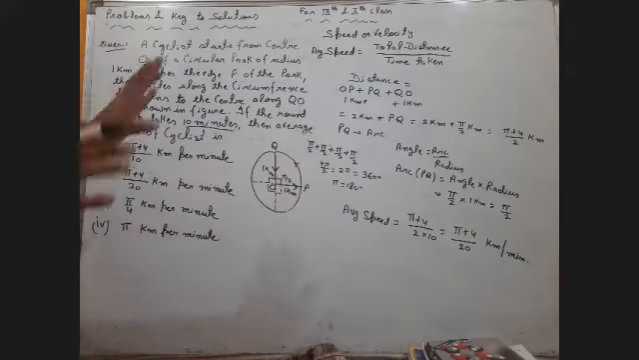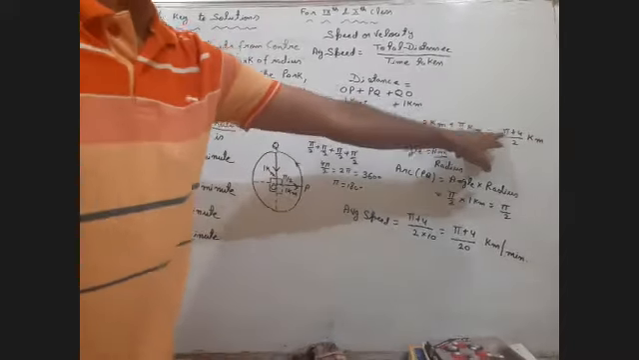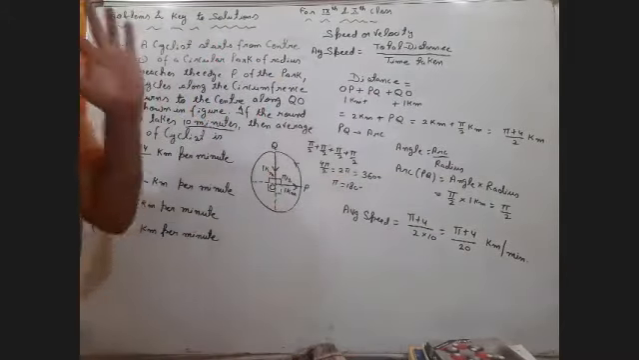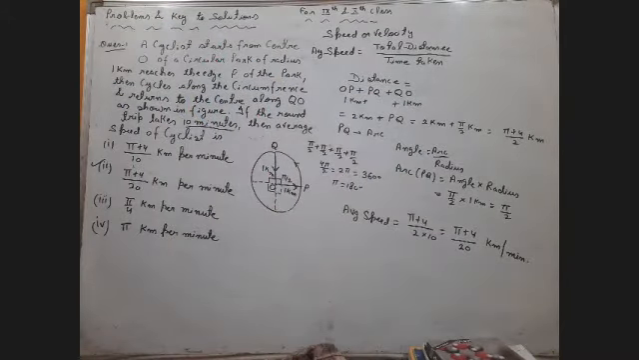In this particular case, distance is (π+4)/2, but displacement is 0 because the object has returned to its initial point. So final point and initial point are the same, so net displacement is equal to 0. There is no displacement over here. So we have calculated here the average speed.